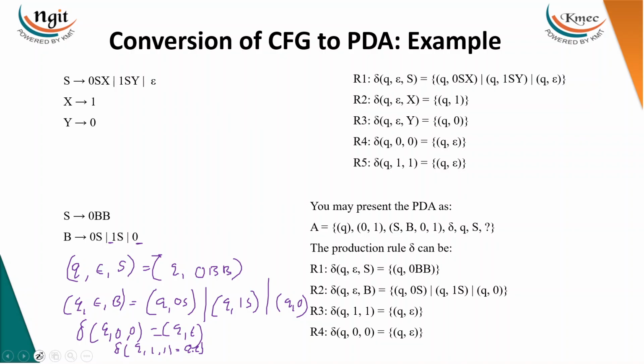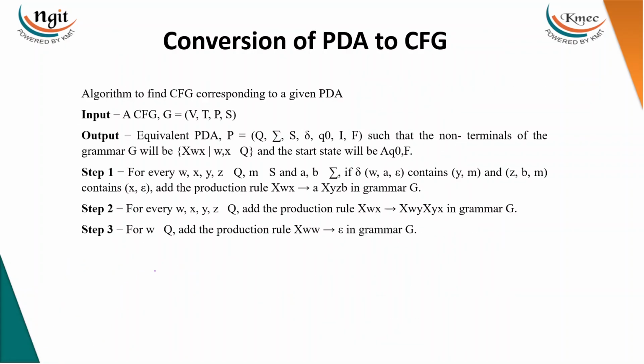Then let me go with the conversion of PDA to CFG. Okay, so while you are converting a PDA to CFG, the non-terminals of the G and the starting symbol will be like this: A, Q naught and F. So if you are having a PDA with the 7 tuples, what is the starting state? Q naught. What is the final state? F.